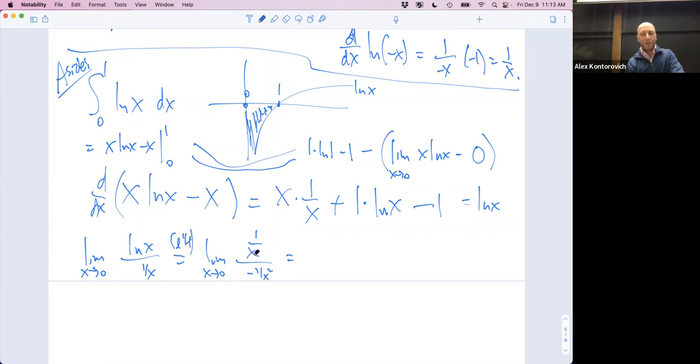And so what is this? 1 over x divided by 1 over x squared is 1 over x. There's a negative sign, so it's the limit as x goes to 0 of negative 1 over x times the reciprocal of this, x squared, over 1. So this is x. When x goes to 0, negative x as x goes to 0 is still 0. So this thing goes to 0, and I have 1 times natural log of 1. This is 0 minus 1. So this whole area under the log function is negative 1.